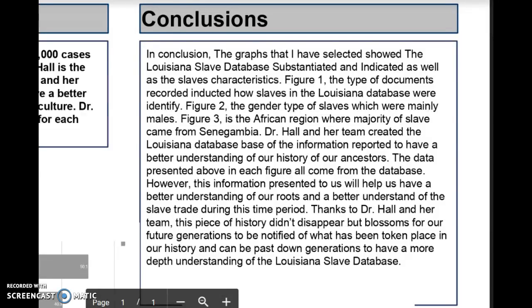Dr. Hall and her team created the Louisiana slave database of the information reported to have a better understanding of the history of our ancestors. The data presented above in each figure all come from the database. However, the information presented to us will help us have a better understanding of our roots and of the slave trade during this time period. Thanks to Dr. Hall and her team, this piece of history didn't disappear, but blossomed for our future generations, and can be passed down from generation to generation to have a more in-depth understanding of the Louisiana database.